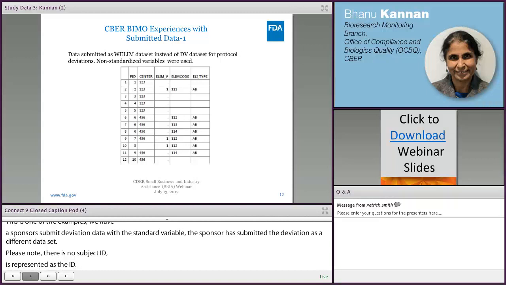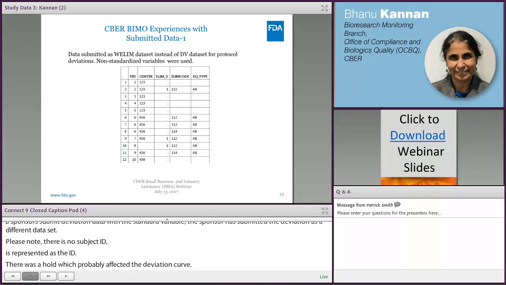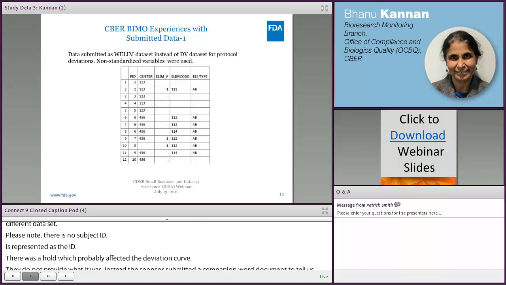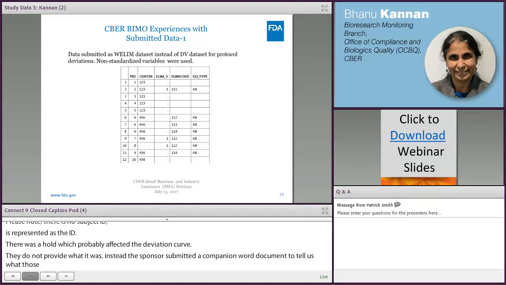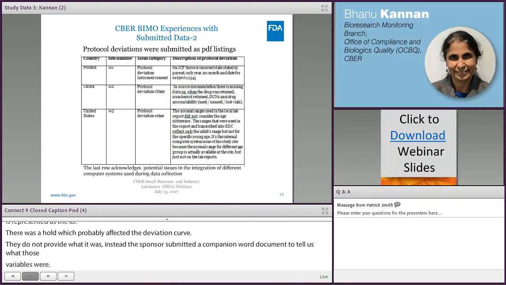Instead, the sponsor submitted a companion Word document to tell us what those 111 or 112 stand for. So all this will make the review process a little longer for us to select the sites. So there were non-standard variables that were used.